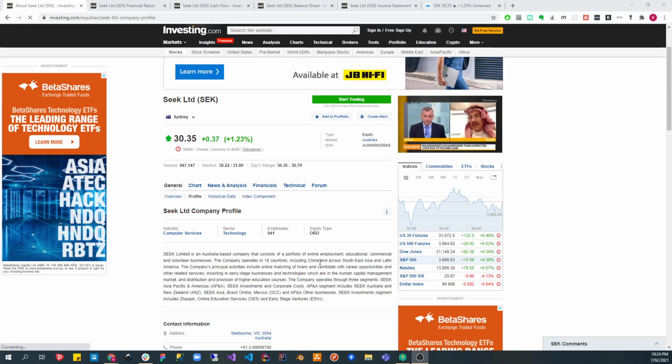Today we are looking at SEK Limited. SEK Limited is an Australian-based company that lets employers advertise a vacant position so that people can apply. And if someone's looking for a job, you can post your resume, cover letter, or attributes about you, so employers can have a look at your resume and headhunt you, and you can apply for jobs. So it's just an employment platform really.